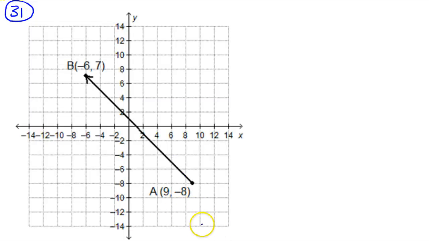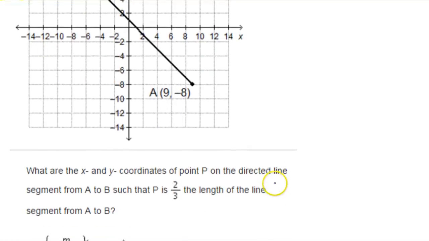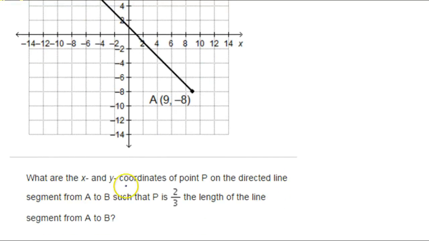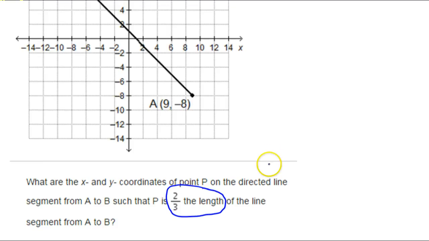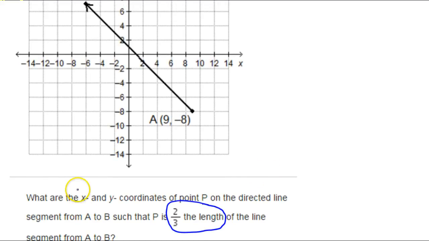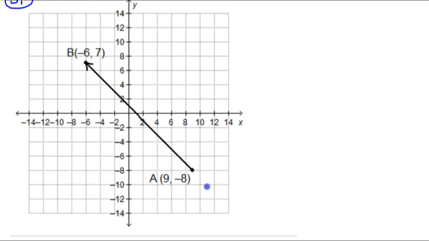Okay, this is going to be the last problem that I am going to do. And we are supposed to find out what are the x and y coordinates of point P on the directed line segment from A to B, such that P is 2/3 the length of the entire segment from A to B. Alright, this is really the key to the problem right here. It's 2/3 of the way. I'm going to break this up into 2 separate problems. I'm going to do the x separately, and then I'm going to do the y. So first I'm going to do the x.